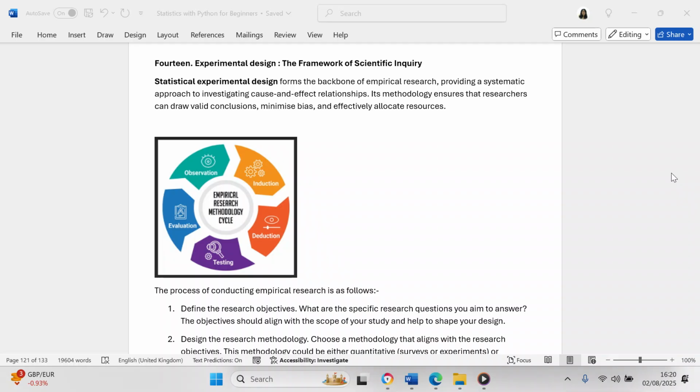In this particular video, what we're going to be talking about is experimental design, and it's a framework for scientific inquiry. So, experimental design forms the backbone of empirical research, providing a systematic approach to investigating cause and effect relationships. Its methodology ensures that researchers can draw valid conclusions, minimize bias, and effectively allocate resources.